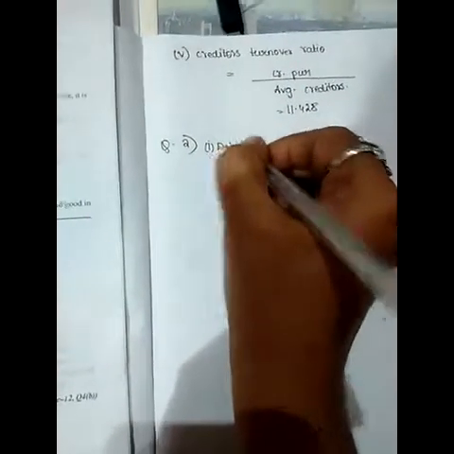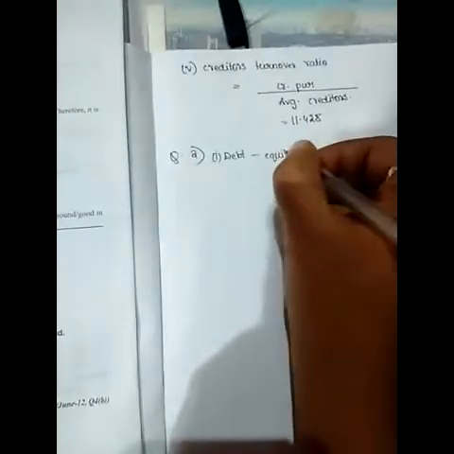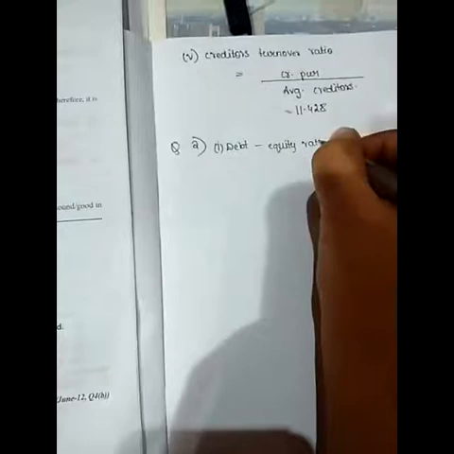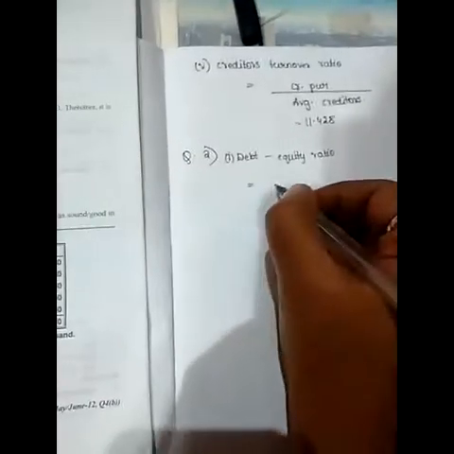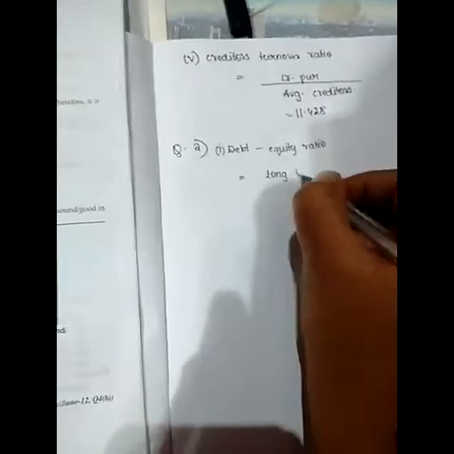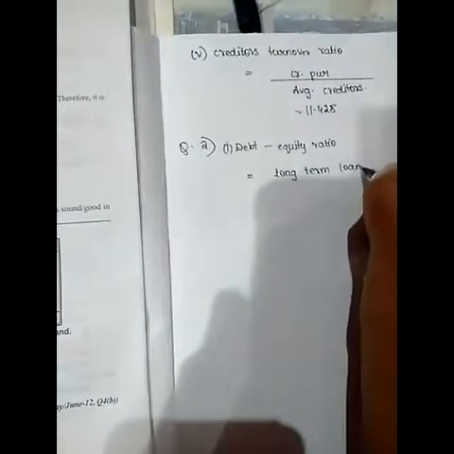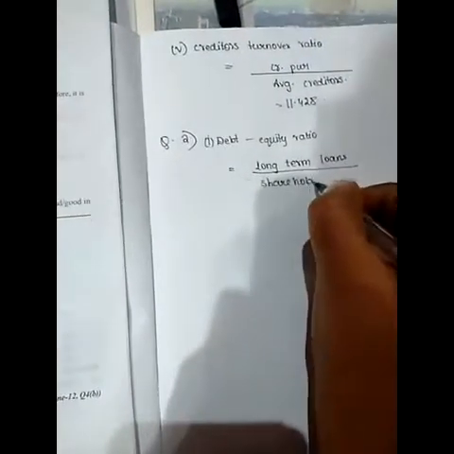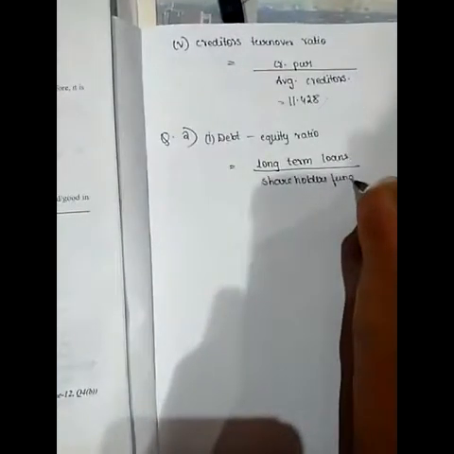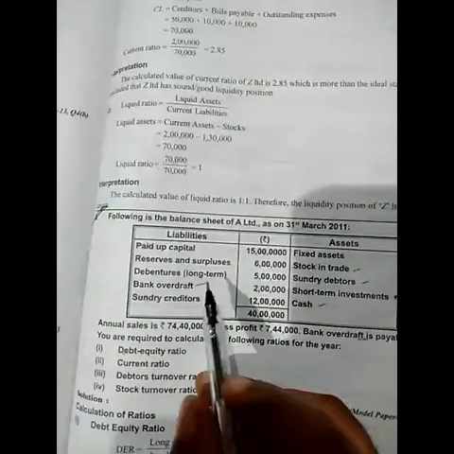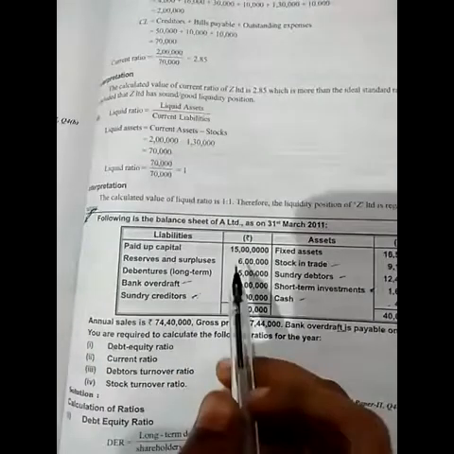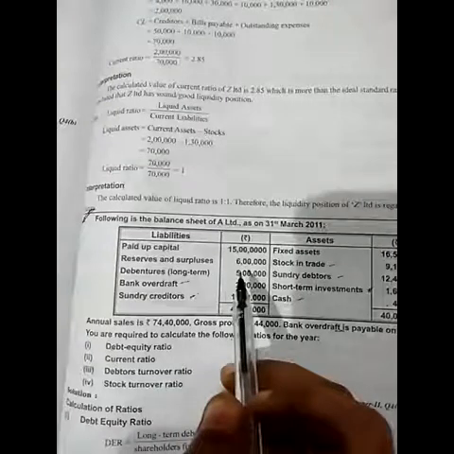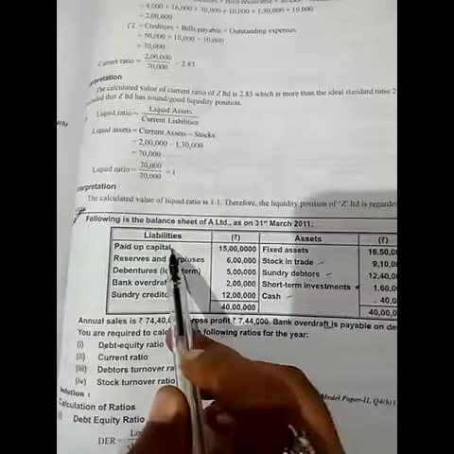Debt equity ratio. What is the debt equity ratio formula? It is long-term loans divided by shareholders funds. So what is my long-term loan here? See, check in the question. My long-term loan is debentures, which is equal to 5 lakhs. And shareholders funds means my paid up capital. Paid up capital is the shareholders funds or equity fund. What is it? 15 lakhs.